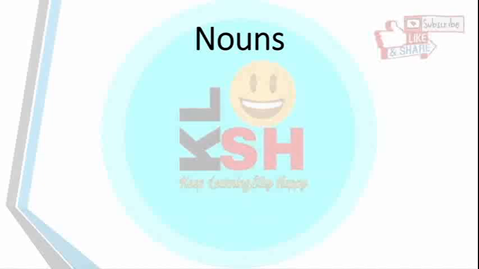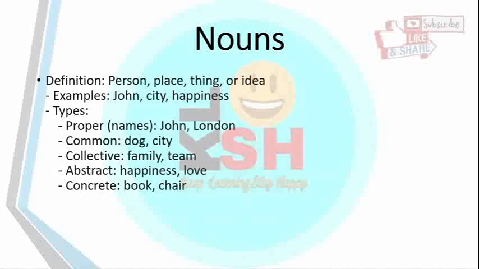First of all, let's go through the nouns. Nouns are basically the name of a person, place, thing or idea. Examples are John, city, happiness.